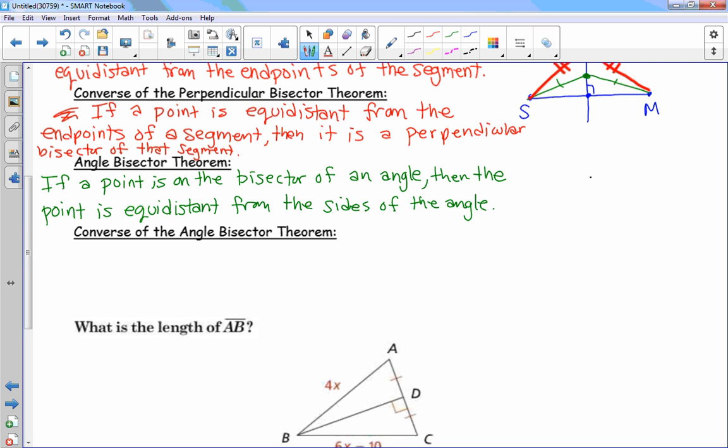But we're not going to write that one because you guys are dying over there. So draw an angle. Where does the bisector go, Colby? In the middle. Let's cut through the middle.